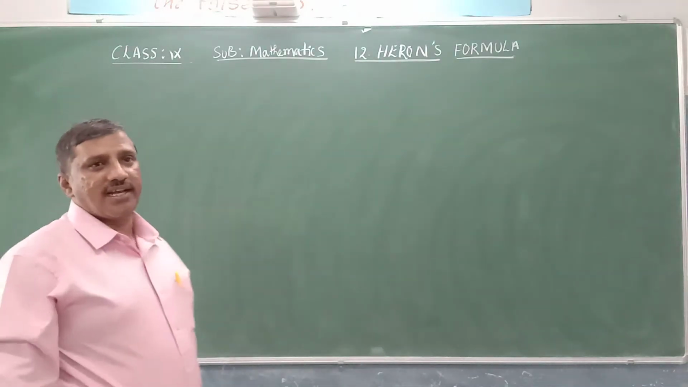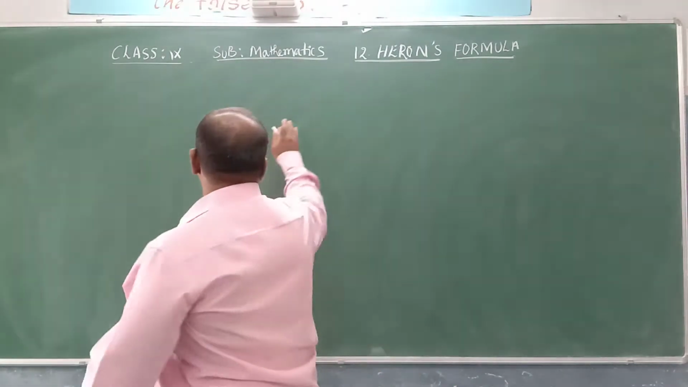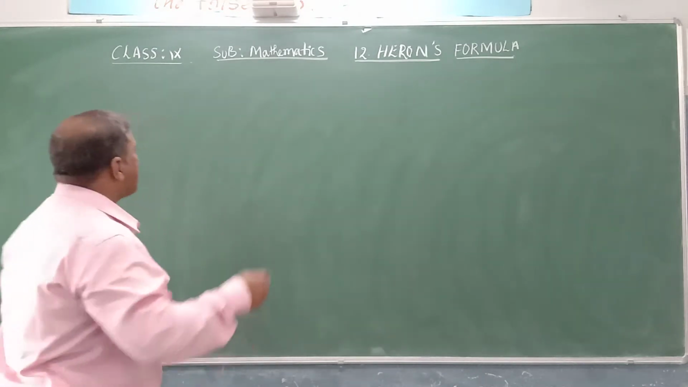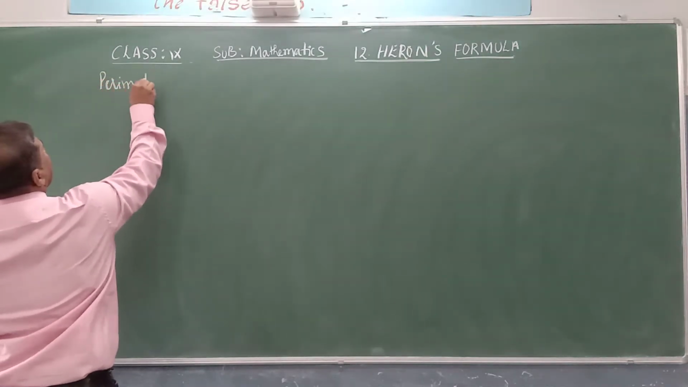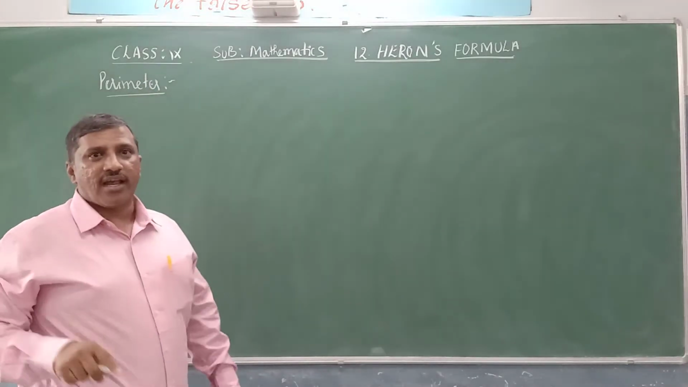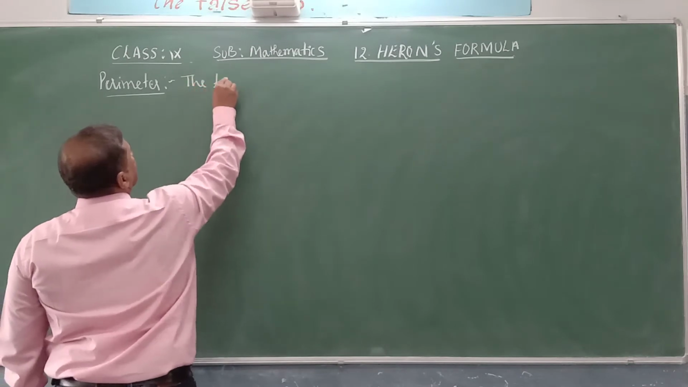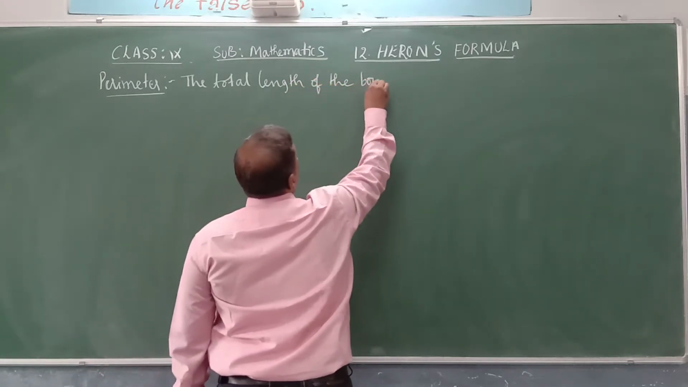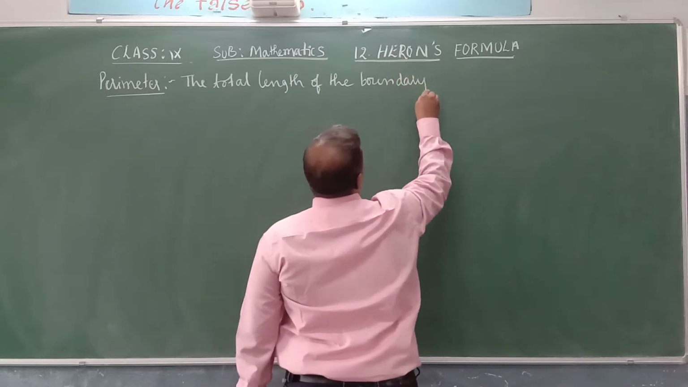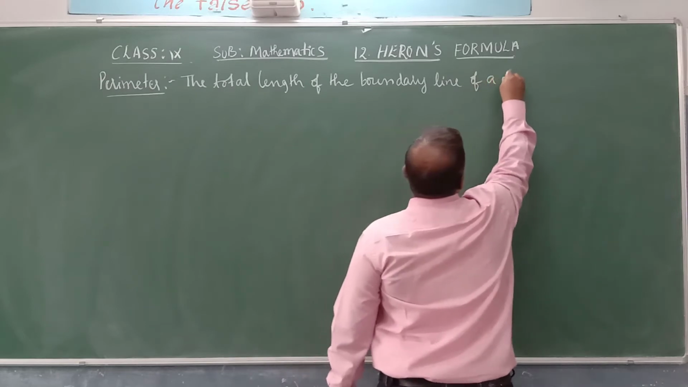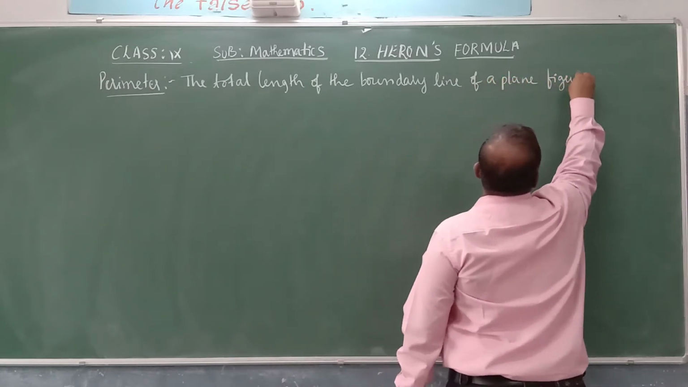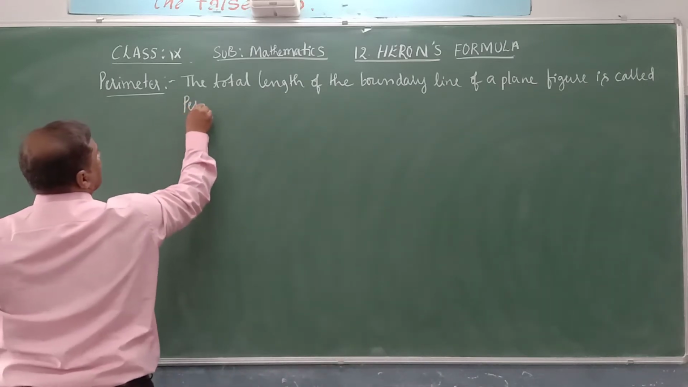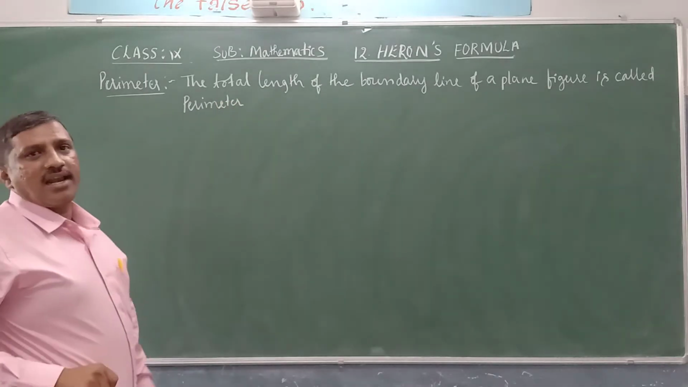In the lower classes we have studied what perimeter is. Perimeter is the total length of the boundary line of a closed figure, or a plane figure. So perimeter is the total length of the boundary line of a plane figure.